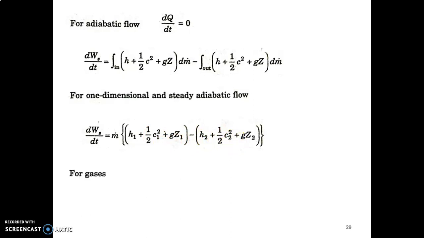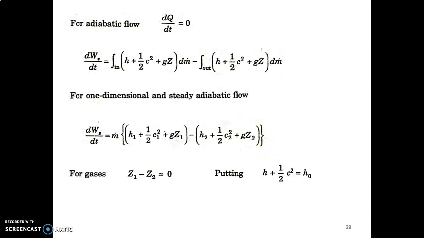Now in the case of gases, Z1 minus Z2 equals 0. When we consider the potential energy, the altitude values will be equal, because there is no specific altitude with respect to a point in the case of gases. So Z1 minus Z2, the difference between them, can be taken as approximately equal to 0. So those terms will be completely neglected from the above equation.